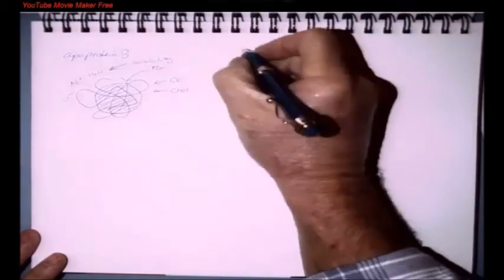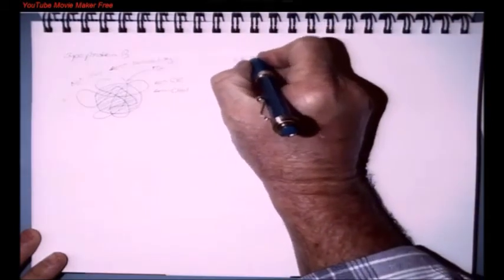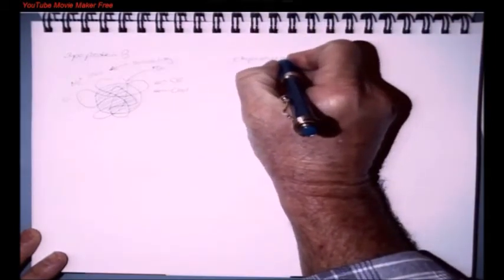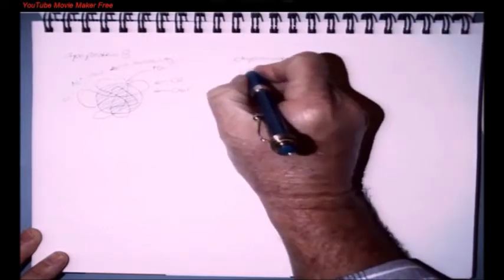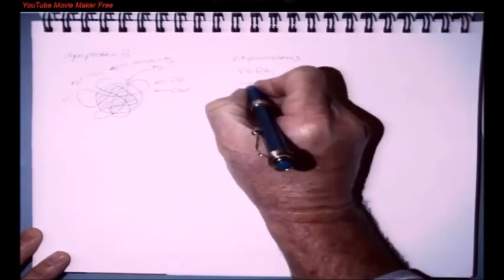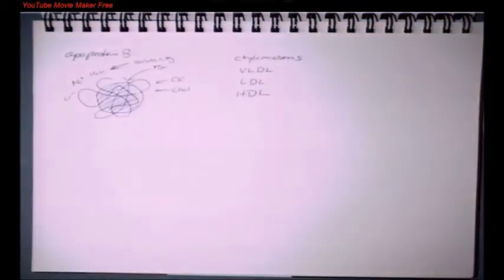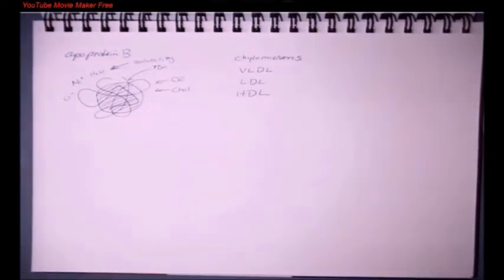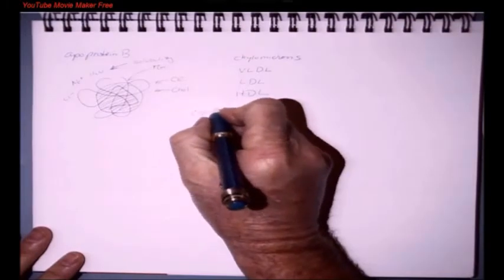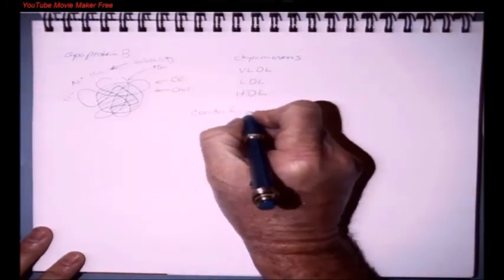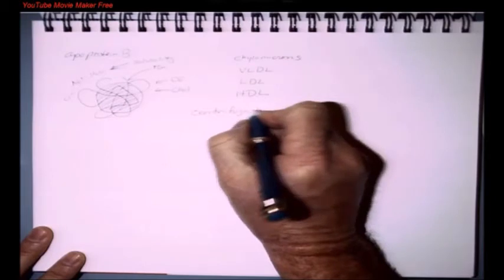Now, where do these different names come from? We have chylomicrons, we have VLDL, we have LDL, and we have HDL. Those are the primary lipoproteins we need to be concerned with. The names of these come from the densities by centrifugation. So this is how they were originally discovered.